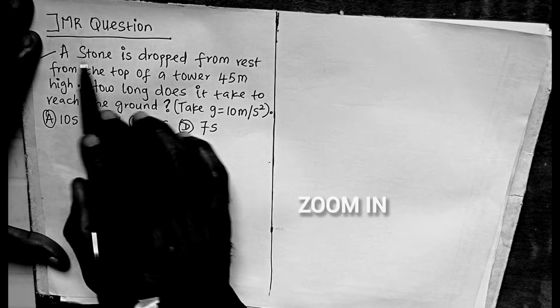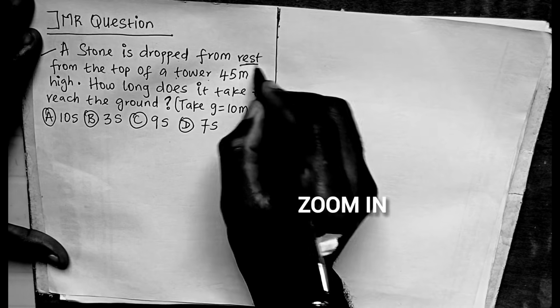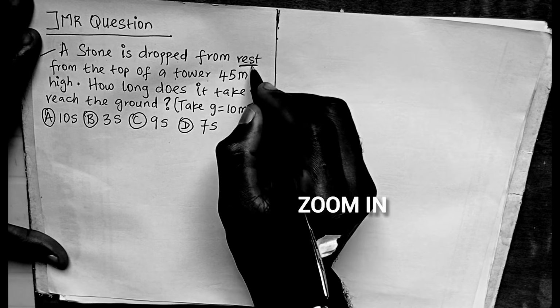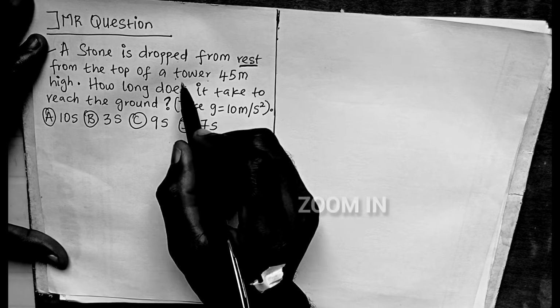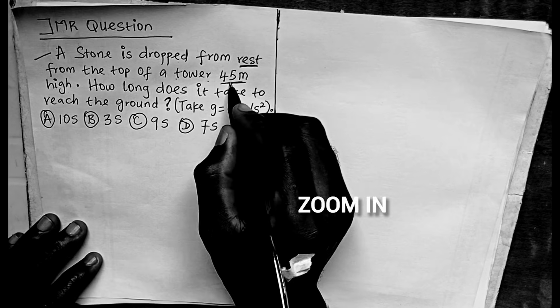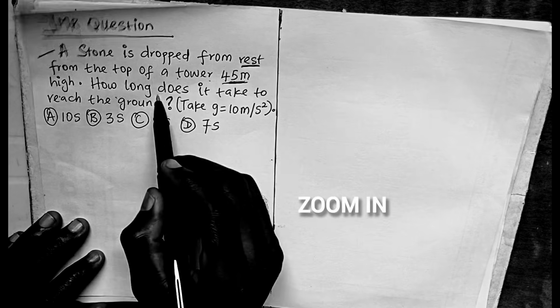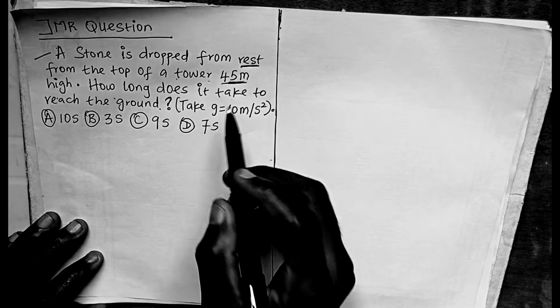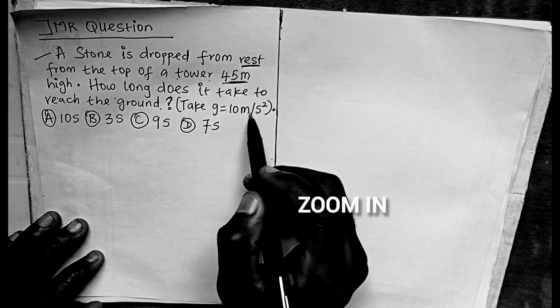The question reads: a stone is dropped from rest, from the top of a tower. It was dropped from rest, so the initial velocity is 0. From the top of a tower 45 meters high. This is the height of the tower. How long does it take to reach the ground? Take acceleration due to gravity as 10 meters per second squared.